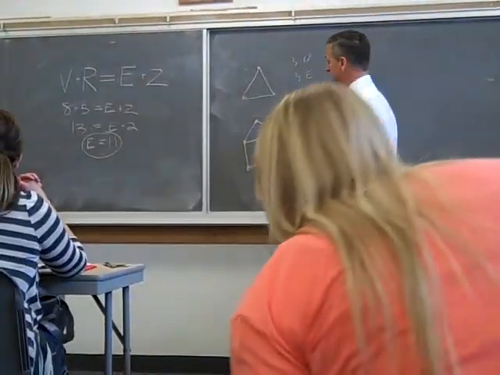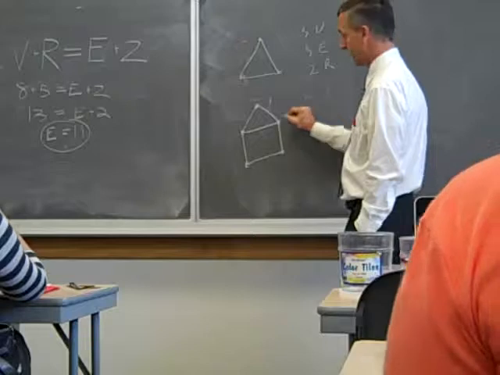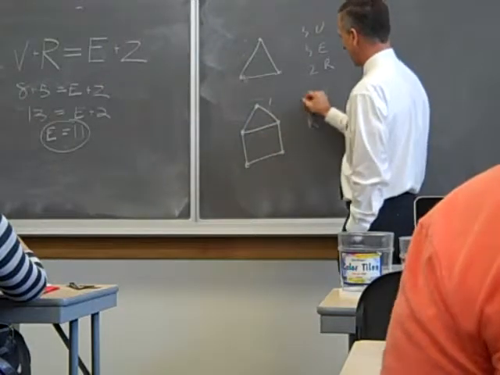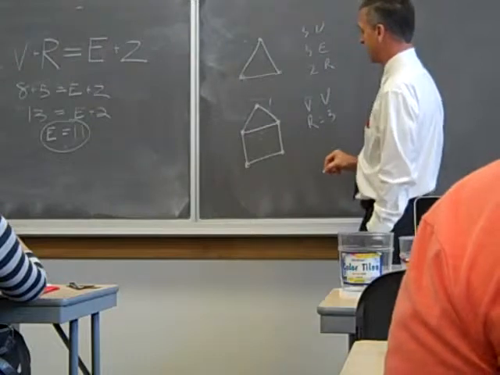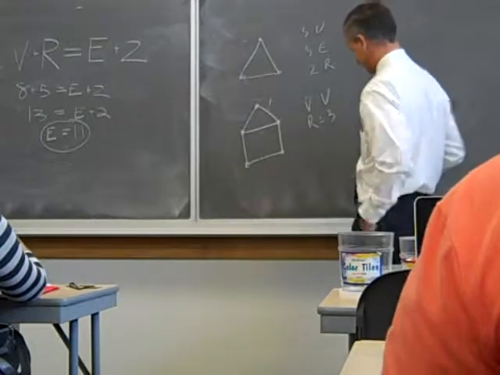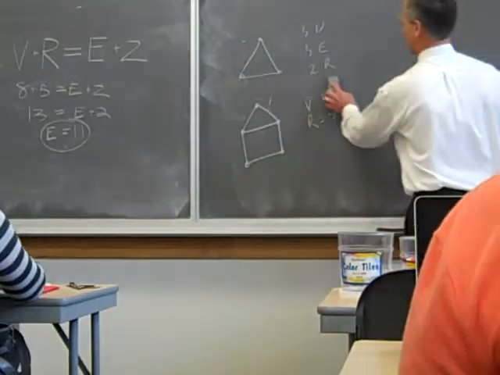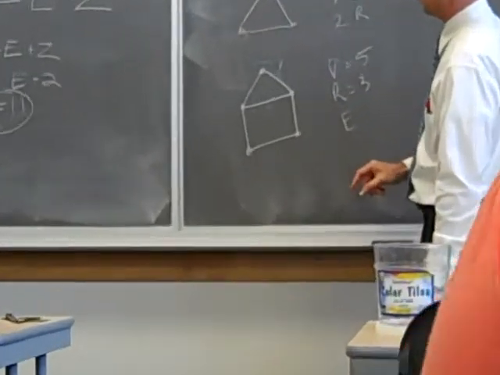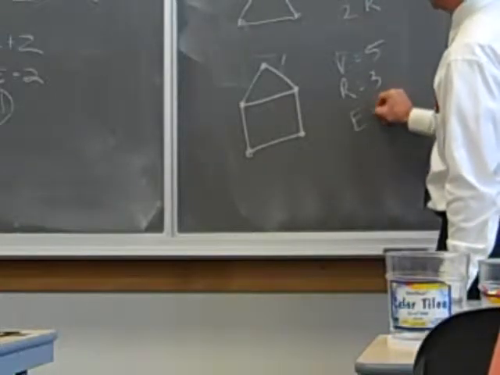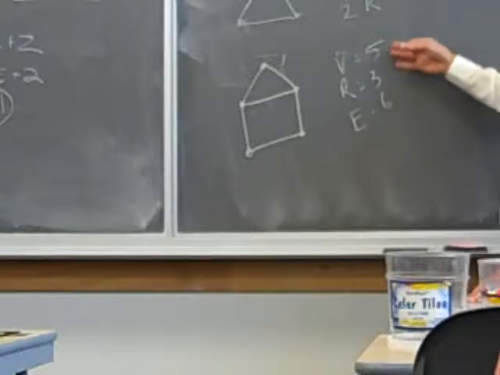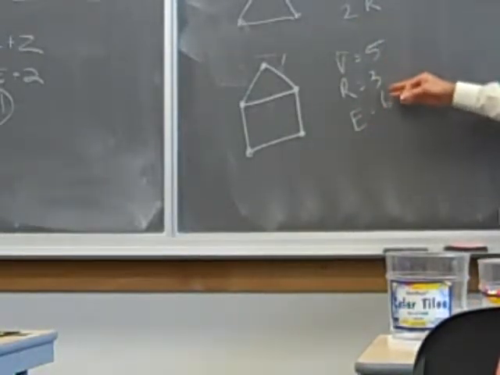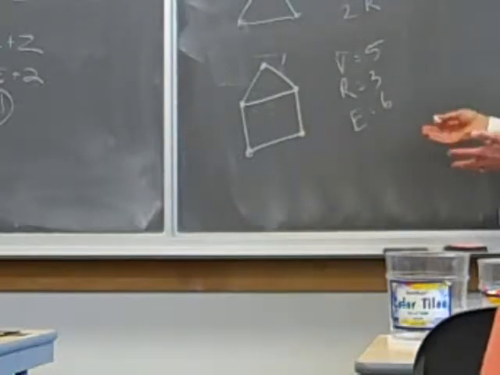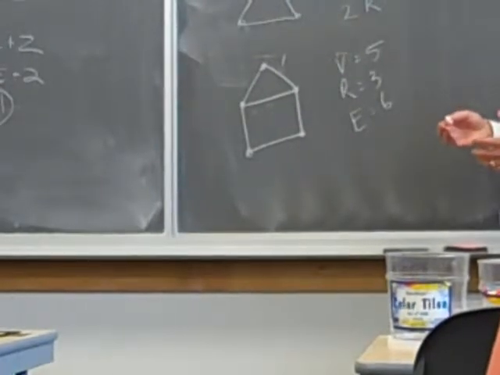A little house or something. How many regions have we got now? 3. Don't forget the unbounded region. 3. How many vertices? 5. How many edges? 6. So if you knew there's a 2 involved somewhere and you look at these numbers, you're saying, oh, 5 plus 3 is 6 plus 2. You see what I'm saying? You could do 2 or 3 of these and quickly resurrect the formula. Just recreate it.